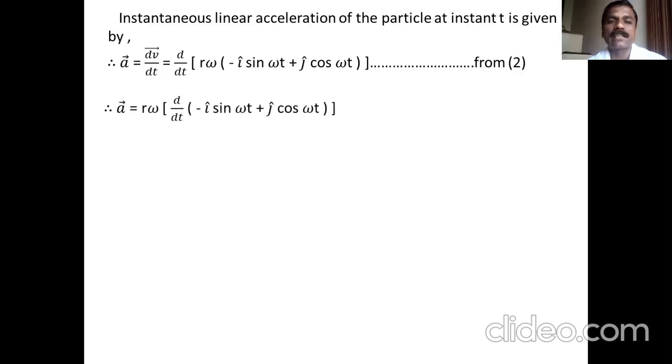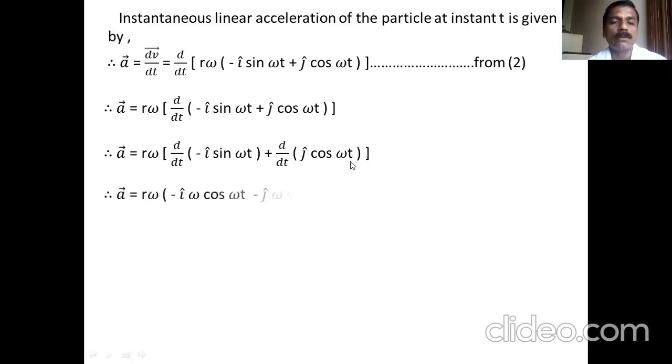R omega is taken as constant, and again we can take the derivative of these two terms. Similarly, if we consider the next step, R omega is taken as a constant, and these are two terms, so it can be written separately. That is d by dt of minus i cap sin omega t plus d by dt of j cap cos omega t. Again, we can find the derivative separately.